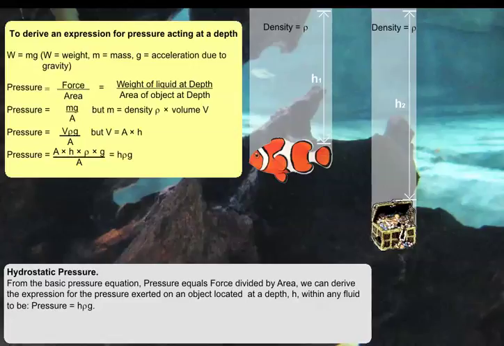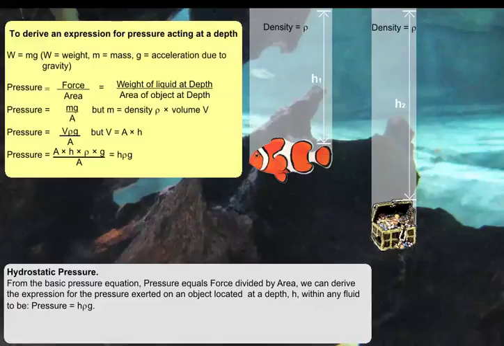Note that we can write weight as either mass times gravitational acceleration, that is m times g, or as volume of the water column times density of water times g, that's v rho g. But as volume v equals area A times height h, the weight of the water column can also be written as A times h times rho times g. To calculate pressure at depth within a fluid, we choose this latter way of setting out the equation for pressure.